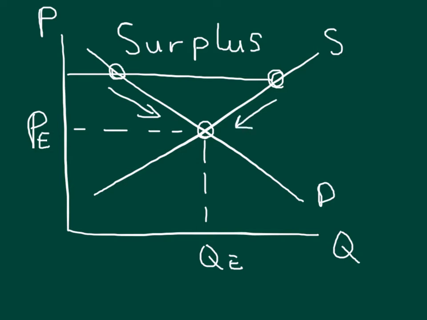If I'm selling, let's say, candy bars, and there's a surplus of them, I'm a seller, no one's buying them, I'm probably going to lower the price. That's an example of market forces at work trying to get a market back in equilibrium.